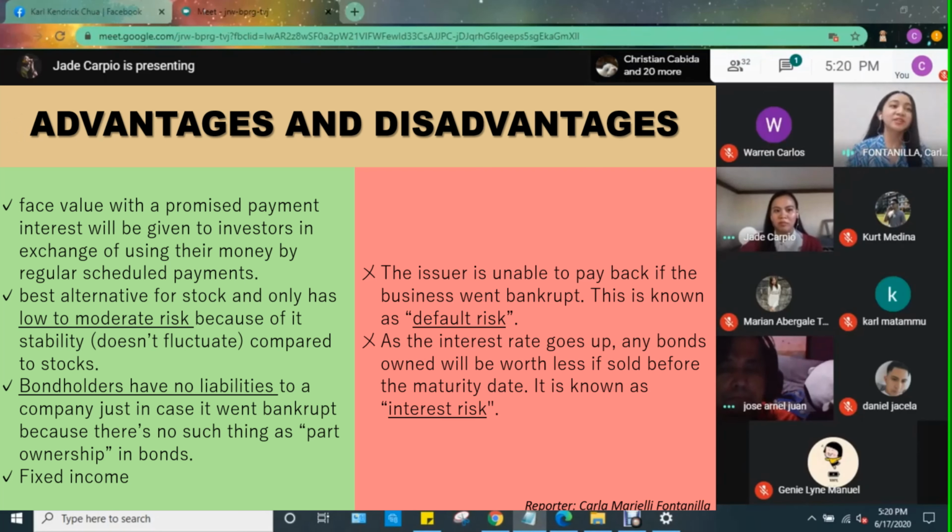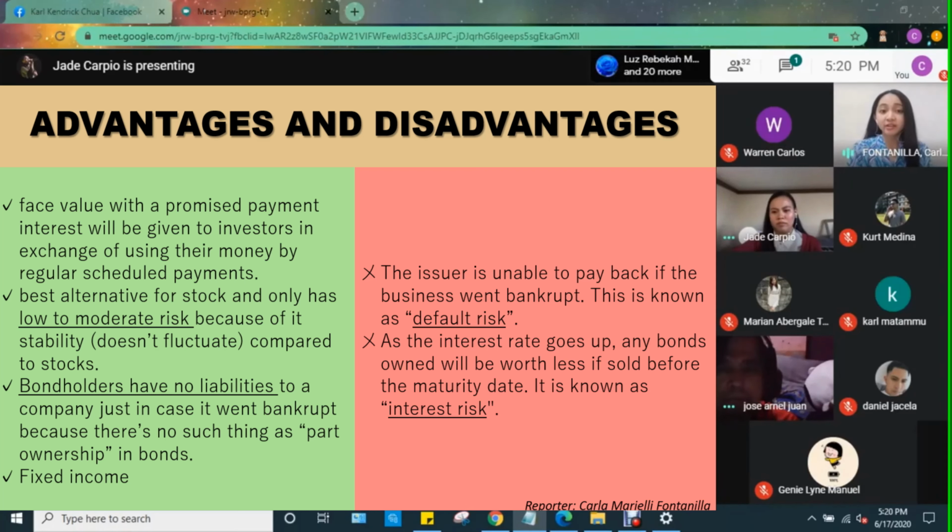Next po. So dun po sa bonds, there are advantages and disadvantages. The first advantage is that the face value with the promised payment interest will be given to investors in exchange of using their money by regular scheduled payments. So, the so-called scheduled payments are done in a number of years. They're also called tenor. Okay, so for example, if a company made a bigger investment, a higher interest rate of return will be repaid by the company on a scheduled date.